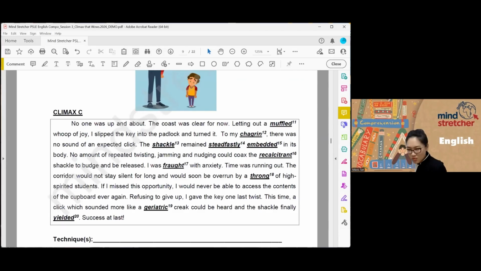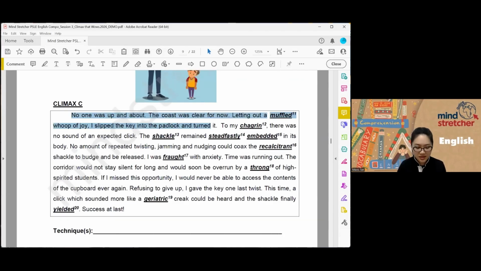Because if I were to use the word and, I can say no one was up and about and the coast was clear for now. Correct? So I'm going to type this and I want you to tell me which one is better. This one with and a comma versus two short sentences. Which is more effective for this context? Is it A or B?